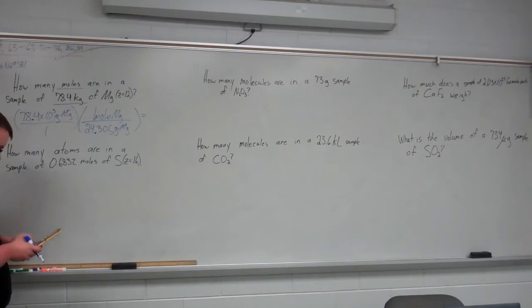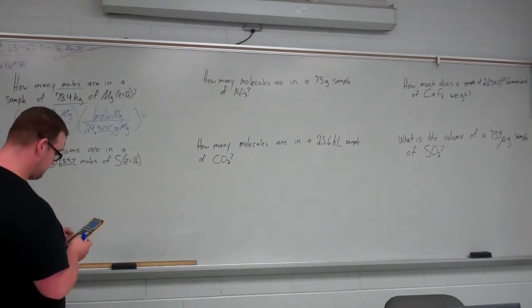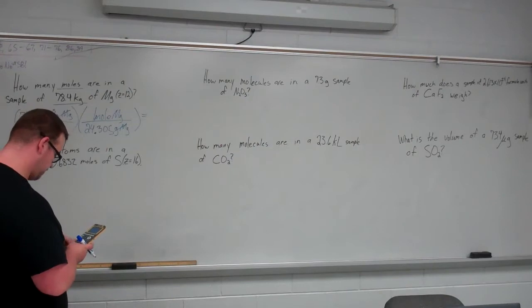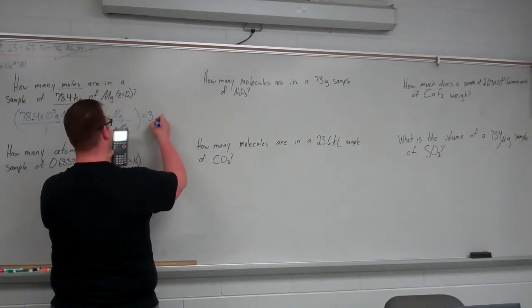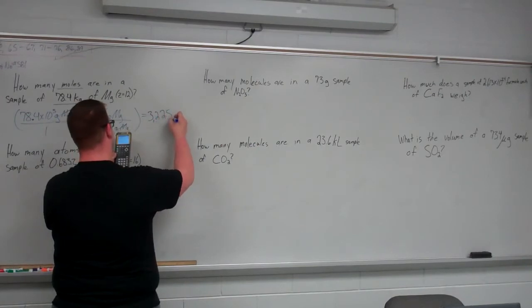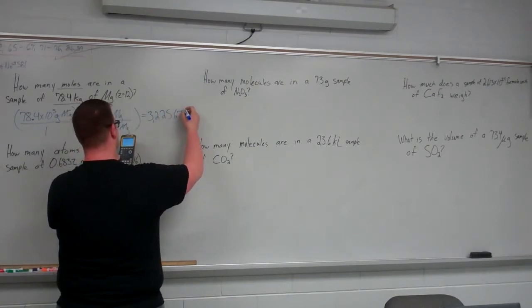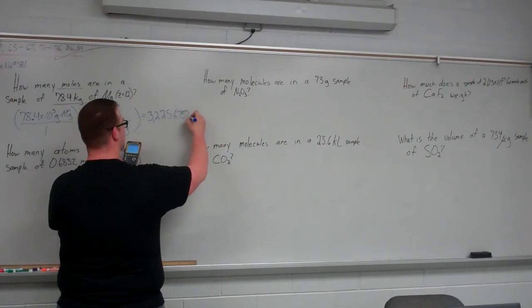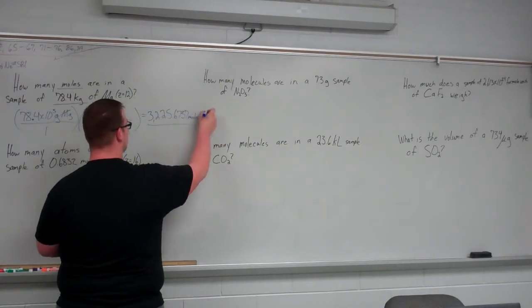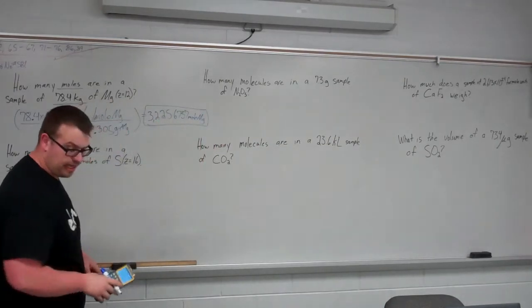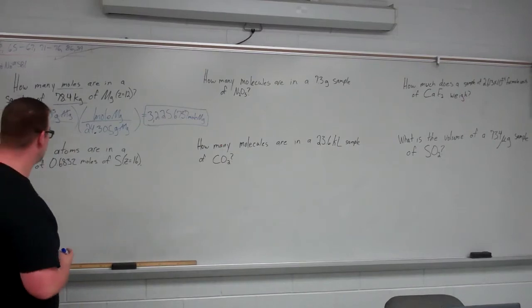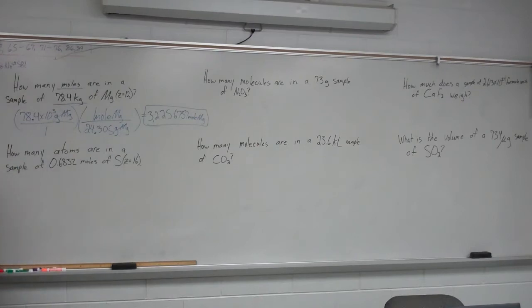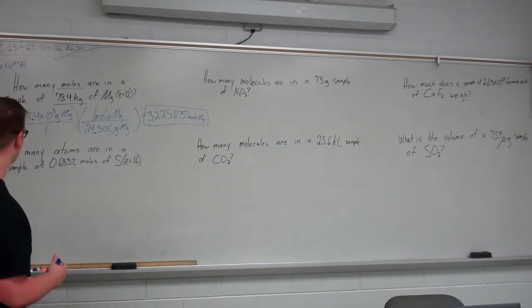78.4 times 10 to the 3rd divided by 24.305. So that'll give me 3,225.6737 moles of magnesium. So there's that answer. Okay, simple enough on that one. It's not that bad. We're just going from grams to moles. Alright, not bad. We've done a lot of those in class.